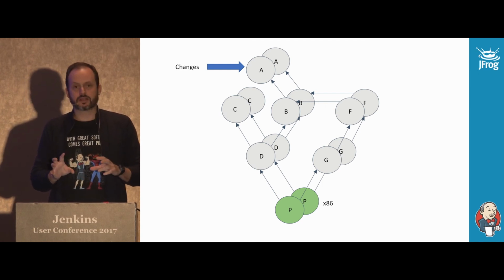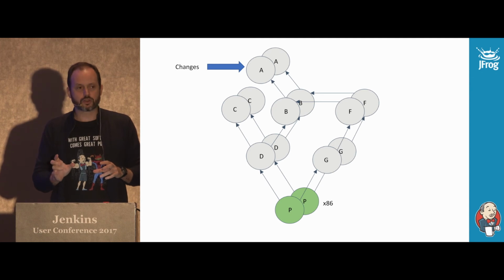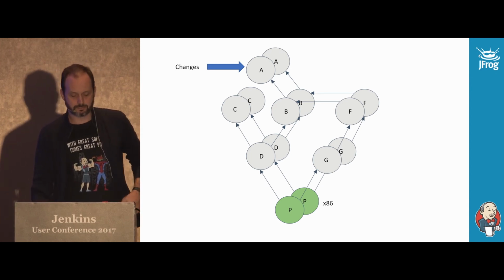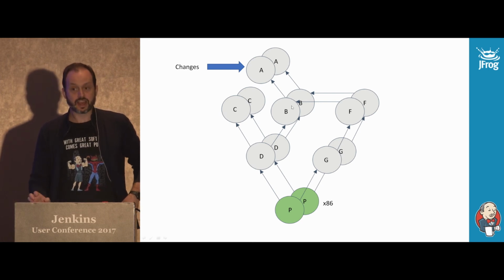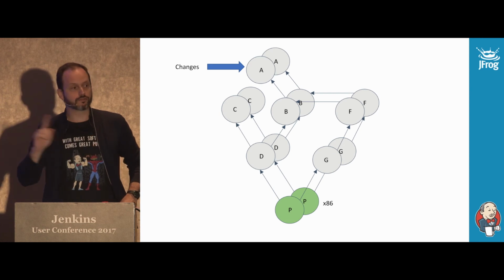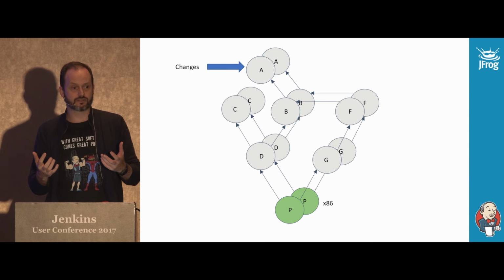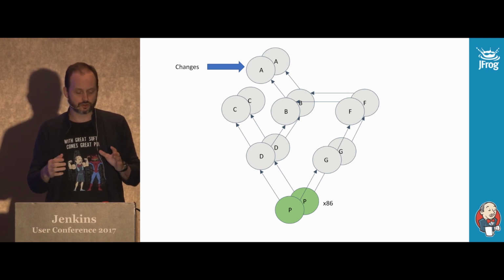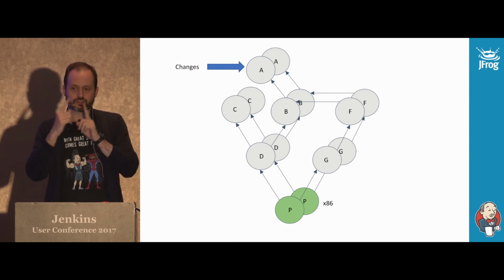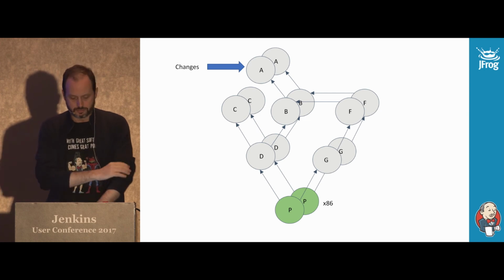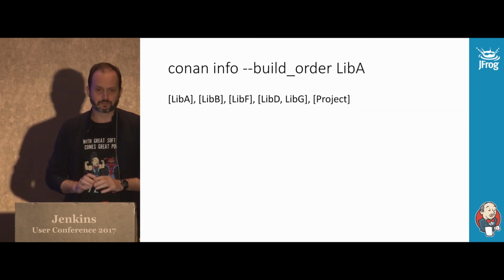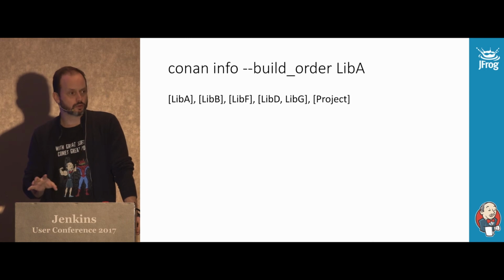Actually, it's a bit more complicated because those graphs can also intersect. If B, for example, is a header-only package, you only have to build it once for all the configurations, because header-only packages don't change the final artifact for every configuration. So those parallel graphs can join at some points, okay? But no problem, because the tool will be able to manage it.